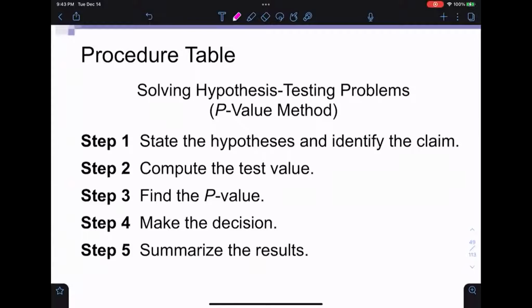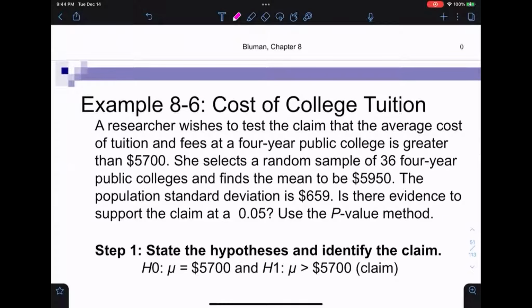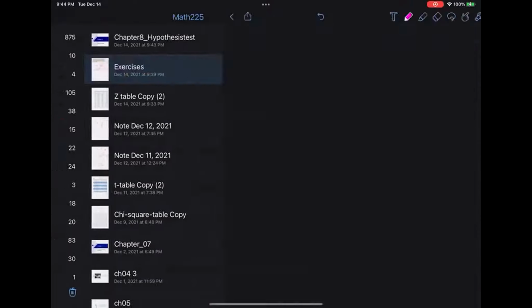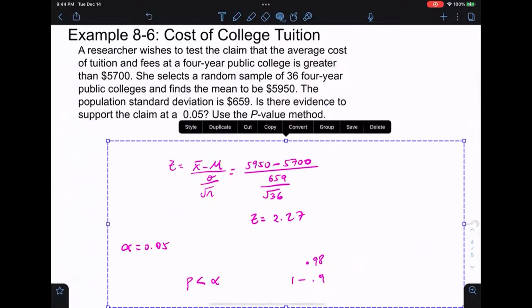First, you need to do the same thing as before: state the hypotheses and identify the claim, compute the test value, find the p-value, make the decision, and summarize your results. Let's go straight to the point. So we have this problem. I already copied it on the other side, so let's go straight to it.